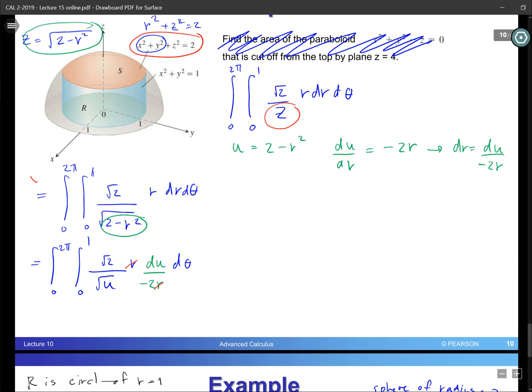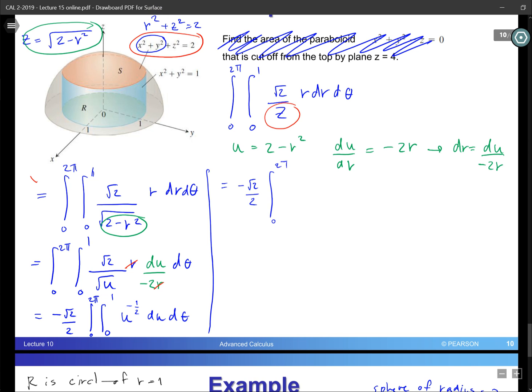Alright, now I'm going to take the constant outside, that is minus square root of 2 divided by 2, and we have this double integration 0 to 2 pi, 0 to 1 of, square root of 2 is already outside, so this just becomes u to the power of minus 1 over 2 du d theta. Okay, let's integrate this with respect to u. So it's going to be equal to minus square root of 2 divided by 2, integration of 0 to 2 pi.